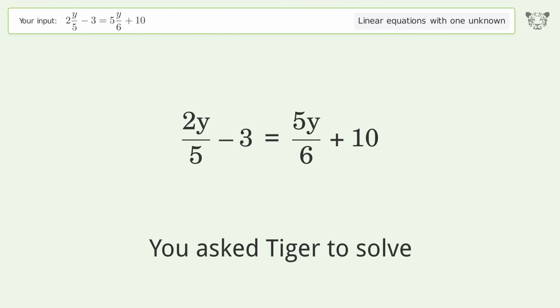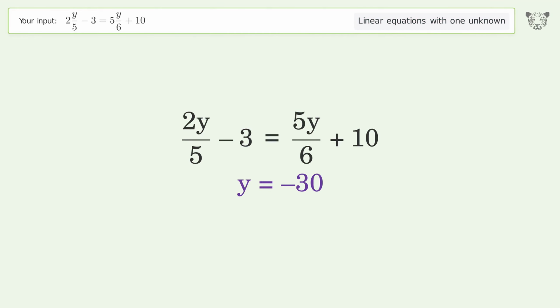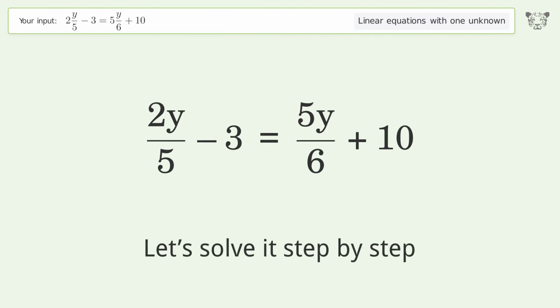You asked Tiger to solve this. It deals with linear equations with one unknown. The final result is y equals -30. Let's solve it step by step.